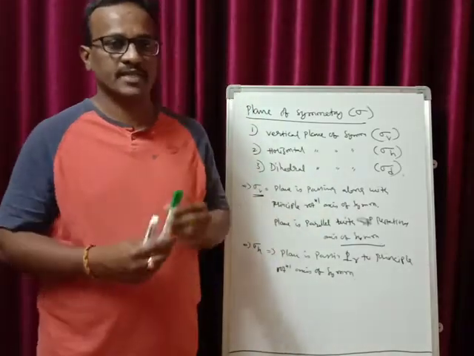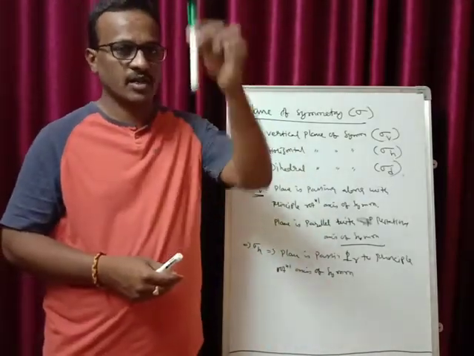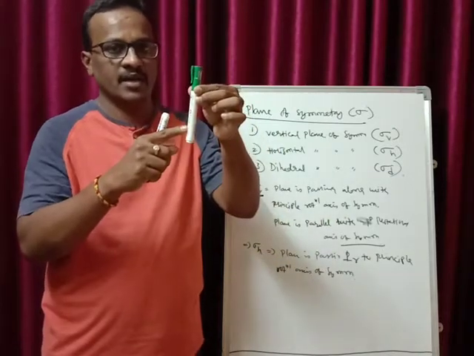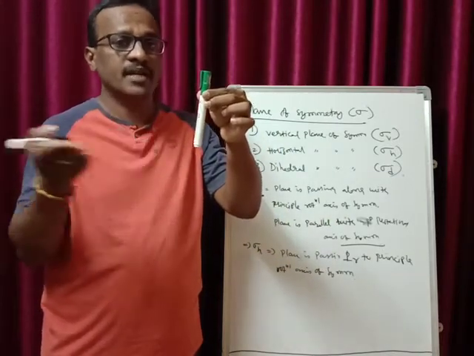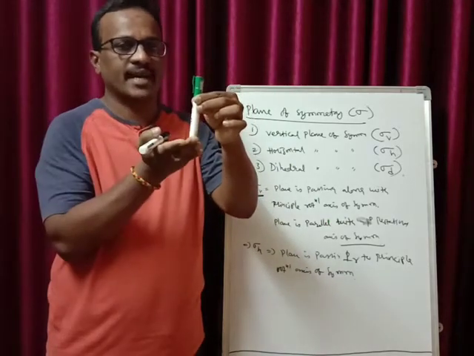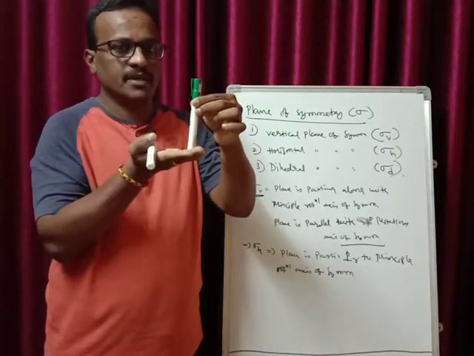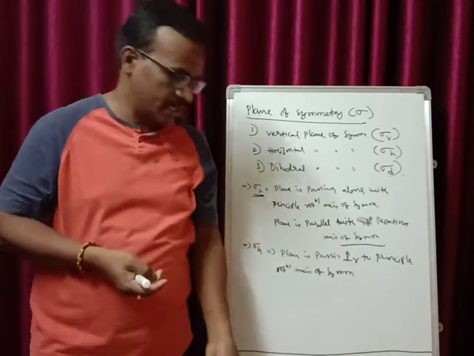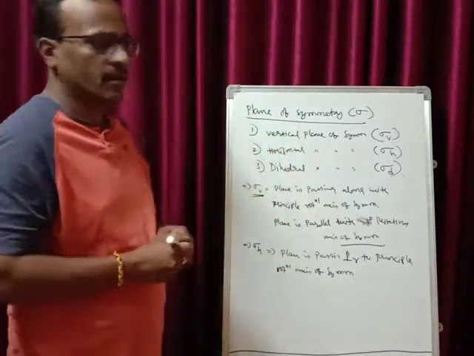Now let us take, for example, the rotational axis along this, we take it as x-axis, right? Now if the plane of symmetry is perpendicular, that is along y, or we take z-axis. If the plane of symmetry is perpendicular, then we say that as the horizontal plane of symmetry.